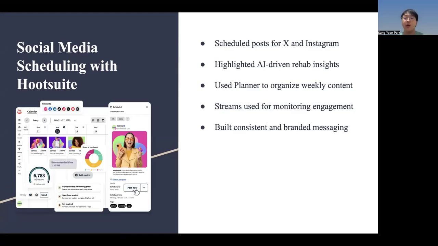Hootsuite was one of the most practical tools I learned to use throughout this course. Before this project, I had never used it, but while using it, Hootsuite was really effective in scheduling posts on X and Instagram, making sure that messages stayed consistent across the platforms. The planner helped me organize weekly content, and the stream feature let me monitor engagement in real time. By automating posts and keeping branding consistent, I gained a much better understanding of how professional marketing teams manage cross-platform communication at scale.